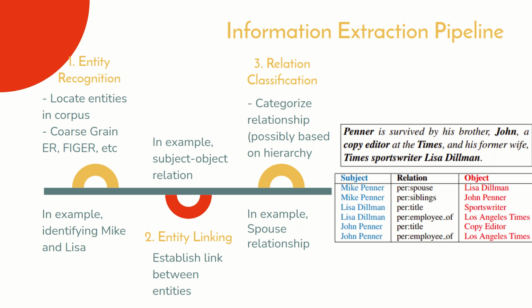Then we look at entity linking, which is establishing a subject-object relationship, and this would be the subject-object relationship between Lisa and Mike here. Finally, we look to classify the relationships, possibly on a hierarchy. In this case, we see Mike and Lisa are related together as a spouse.